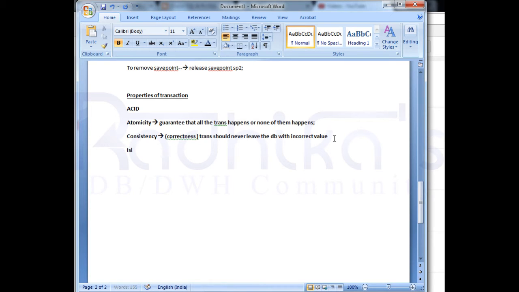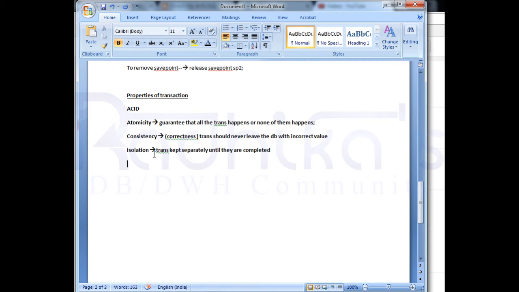Then comes isolation, the third property of the transaction. Isolation keeps transactions separate from each other until they are finished. The transactions are kept separate until they are completed.